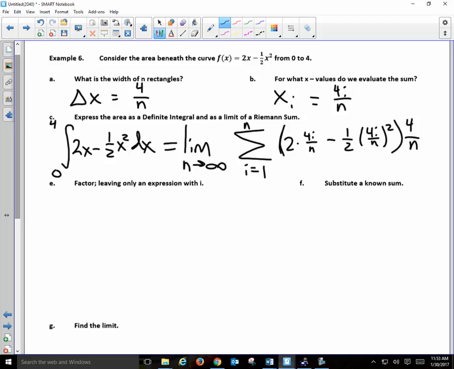We got to clean that up. Limit as n goes to infinity of, what's my first term? 8i over n minus 4i squared, 16i squared, then divide by 2 would be 8i squared over n squared times 4 over n.